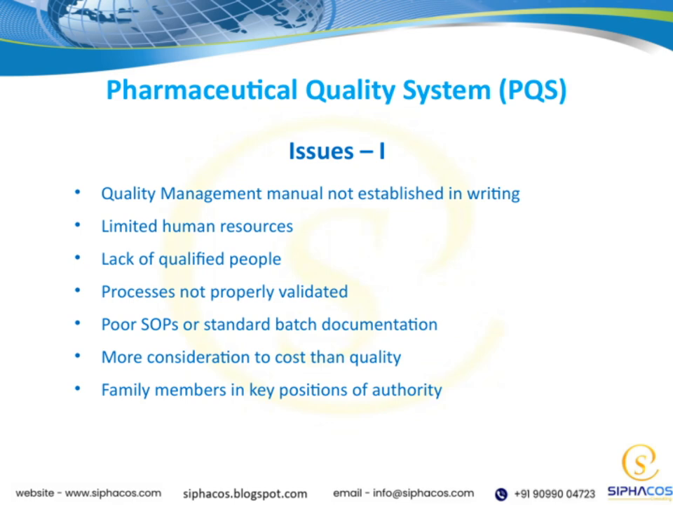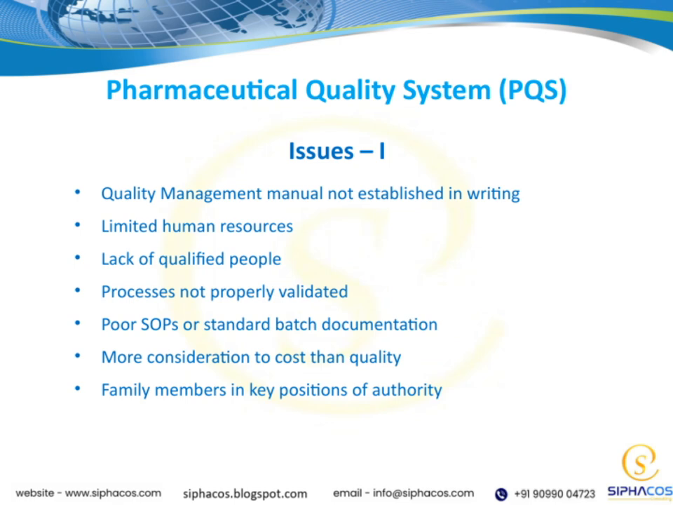Processes are not properly validated, meaning we might be operating without adequate assurance that they meet required specifications. Additionally, the SOPs or standard batch documentation are poor, leading to potential errors and inconsistencies. We've also observed that more consideration is often given to cost rather than quality, which can undermine our product integrity in the long run. Family members in key positions of authority can raise concerns about objectivity and decision-making.